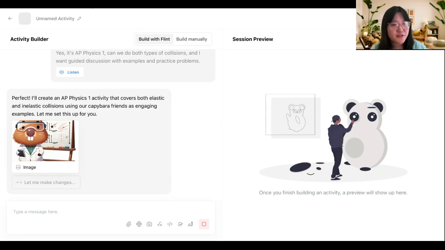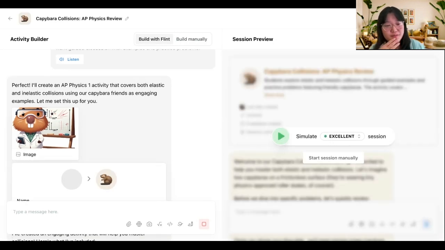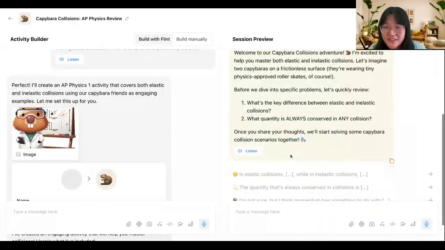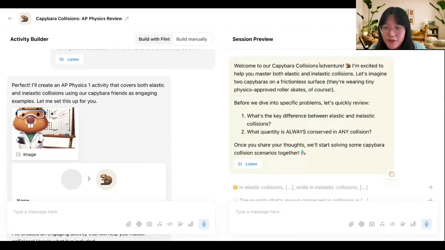I've heard of some examples at schools that were just starting out using Flint. Sometimes the teachers are a bit intimidated by the AI, and they actually just have the students in that class create activities to show the teacher how easy it is. The teacher was like, oh, shoot, this is a lot more simple than I expected, and the kids are getting it. So now this is an example of a capybara collisions adventure.